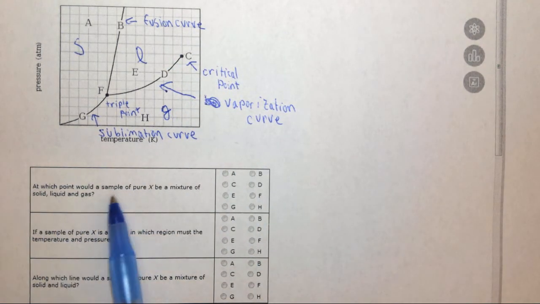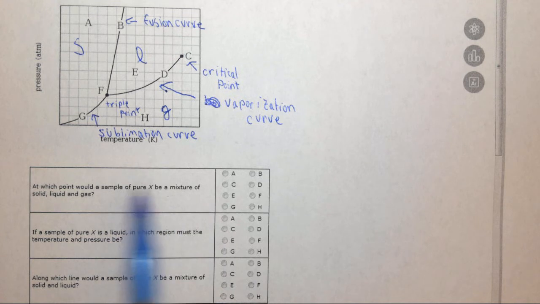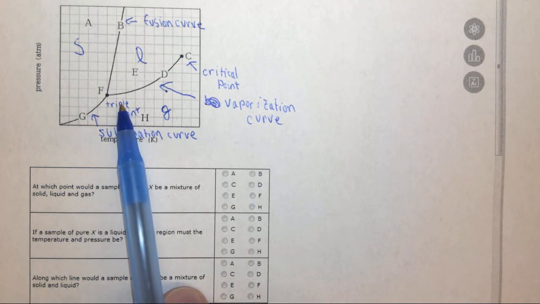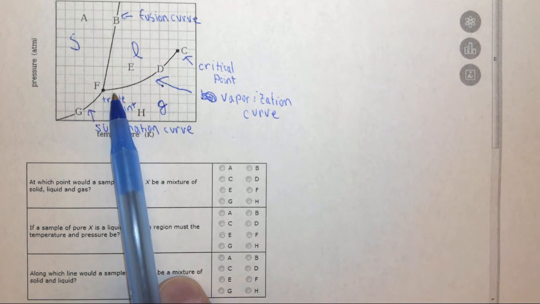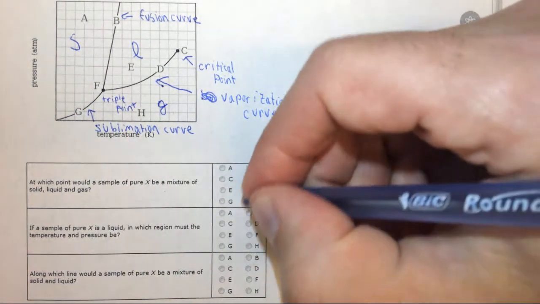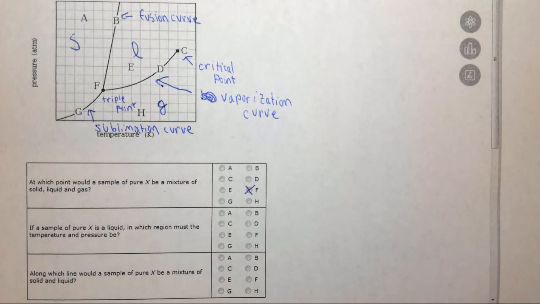So it says, at which point would the sample of pure X be a mixture of solid, liquid, and gas? Well, that's exactly what the triple point is. The triple point is a point at temperature and pressure at which all three phases of matter exist. So, that is point F.